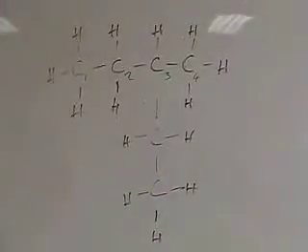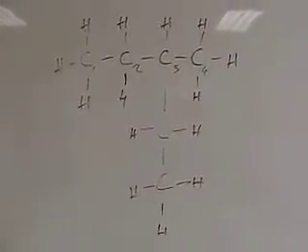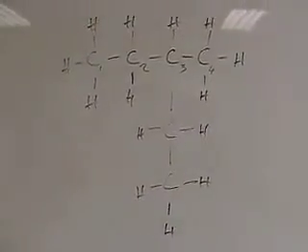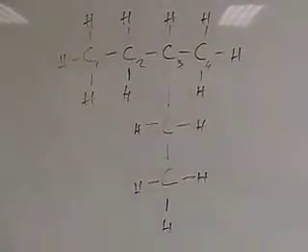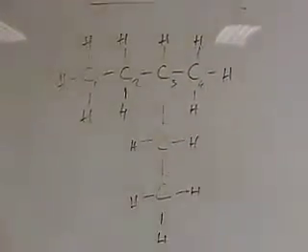Okay, and this way you could create many different isomers of hexane. All of these are hexanes. We have different names for them depending on how the carbons are bonded to each other, but these are all isomers of hexane.